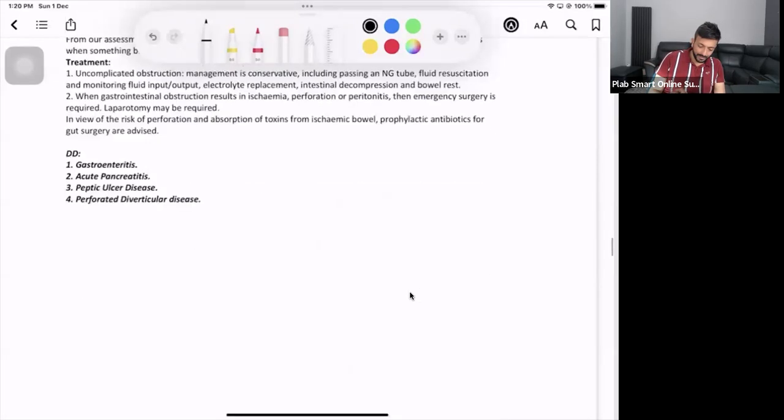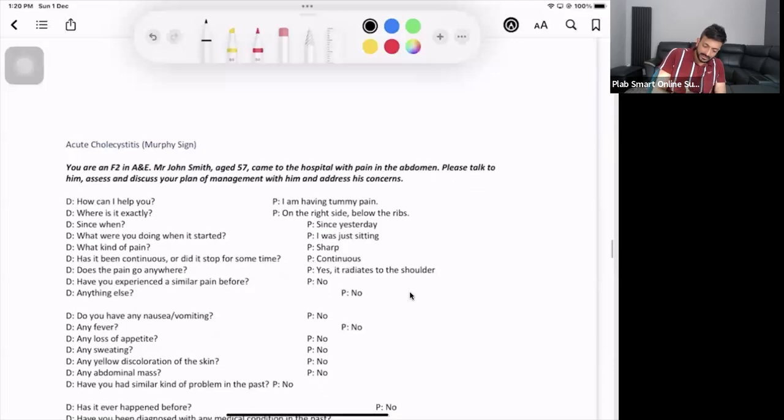I'll come to it. Let's go for acute cholecystitis. Acute cholecystitis, patient is saying, I've got tummy pain. When you go a bit more in detail, because tummy pain, I'm going to do Socrates. This patient is saying it's on the right side, just below my ribs. Pain is here. Okay. Sometimes patient might say it radiates to my shoulder as well. All right. That's very much understandable.